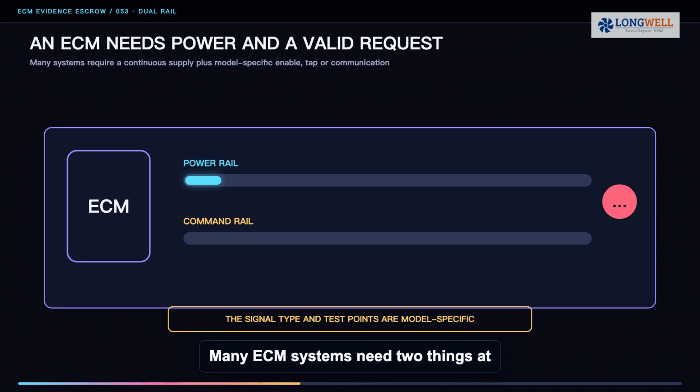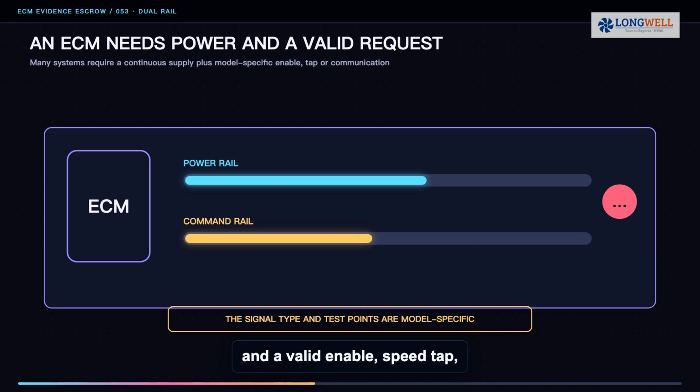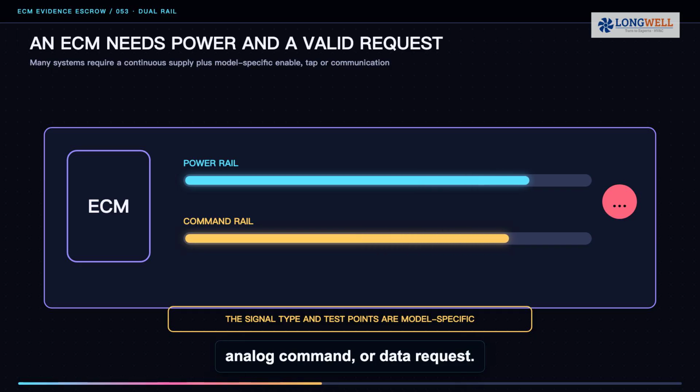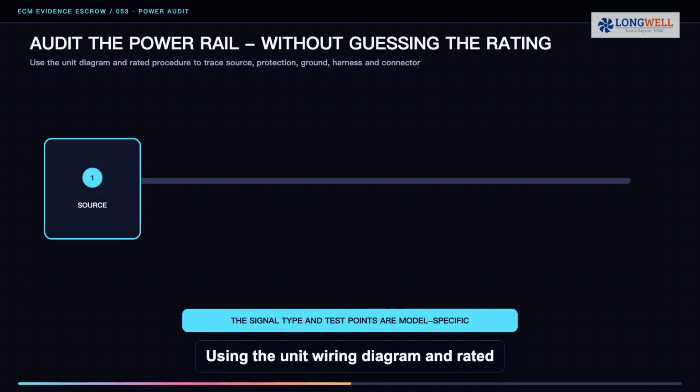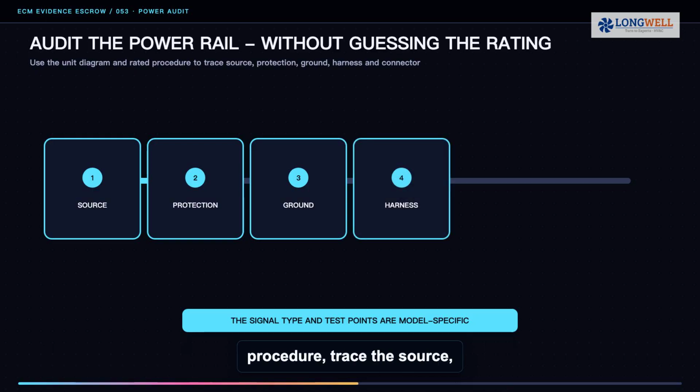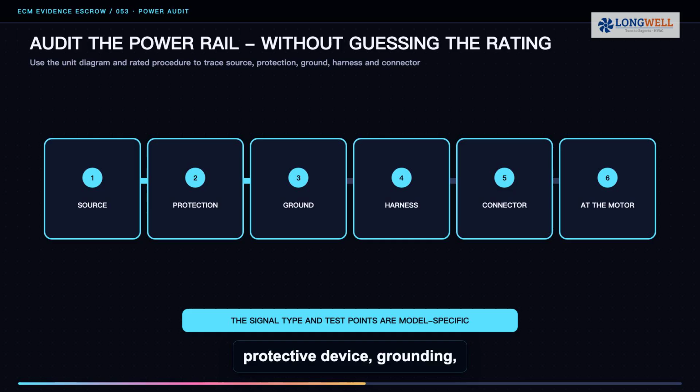Many ECM systems need two things at the same time: the correct power supply and a valid enable, speed tap, analog command, or data request. The exact architecture varies. If either rail is missing, the motor may remain still even though the other rail is healthy. Using the unit wiring diagram and rated procedure, trace the source, protective device, grounding, harness, connector, and power at the motor interface. Do not borrow a voltage expectation from another ECM. Correct a supply or connection fault before judging the motor.